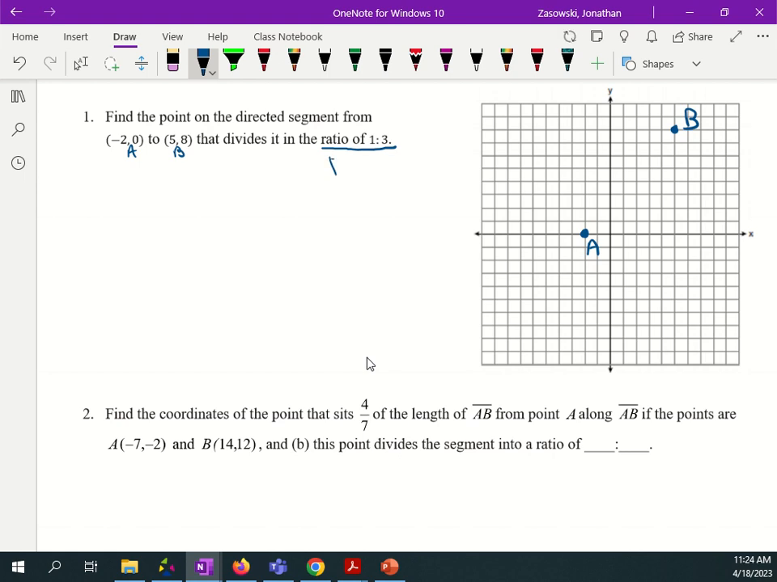So if we think about our tape diagram, and I'm cutting this in a ratio of 1 to 3, what fraction of the line am I actually creating? It's 1 part to 4 total parts, right? Does that make sense to everybody? Okay, 1/4. So what I'm going to do, Claire, is we're going to count the rise and the run to get from A to B.